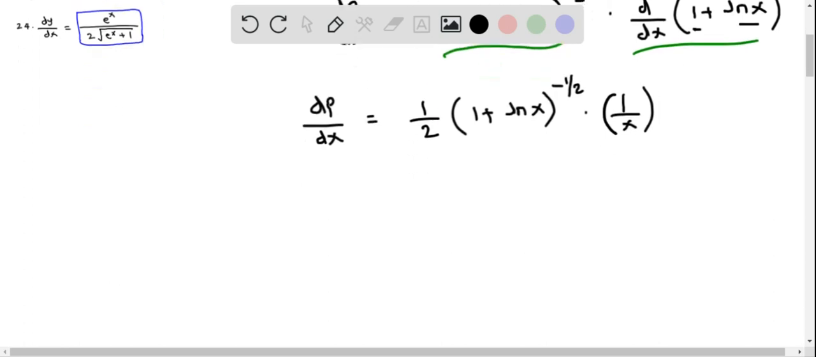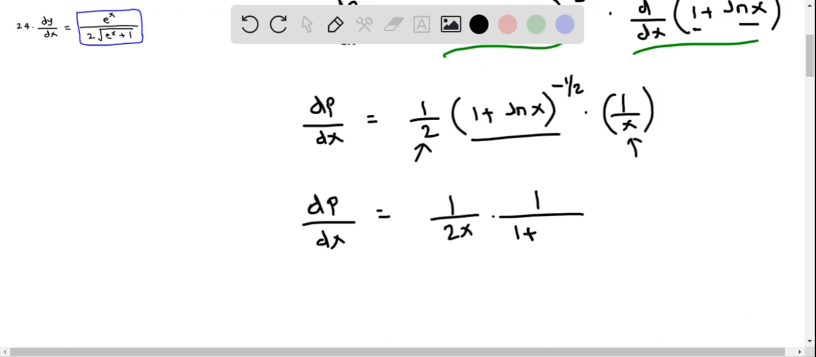Now let's put this in simple form. So we have dp/dx, and this equals, in the denominator we have 2 and we have x here. So it will be 1/2x. And then this multiplied with this, we write in terms of positive powers of half. So it will be 1 divided by (1 + ln x) raised to the power of 1/2.